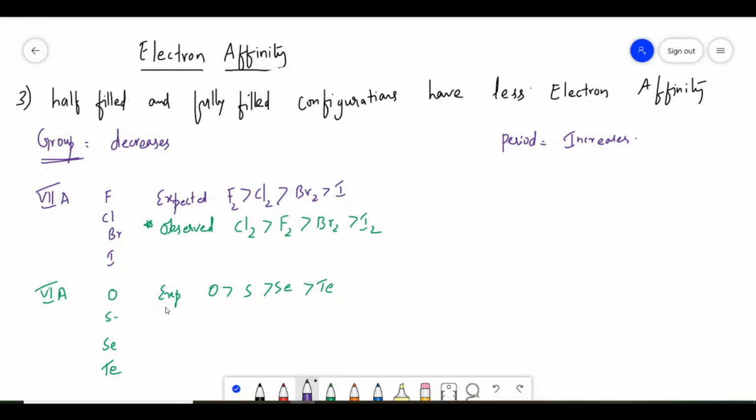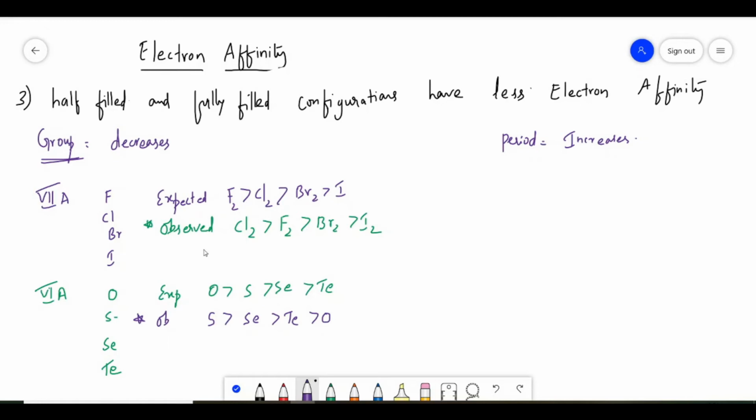So what is the observed electron affinity means? Sulfur will have more electron affinity, then selenium, then tellurium, and then we get oxygen. And this observation is also a very, very important topic. So these are the two exceptions. And to know the reasons for this, we have to go for the chapter.